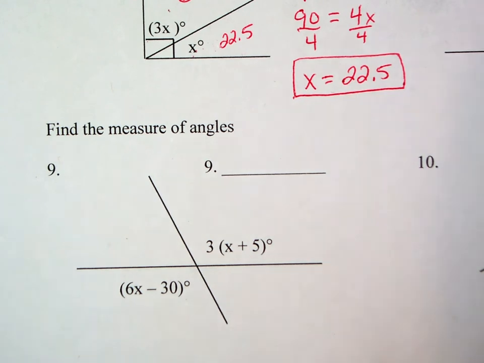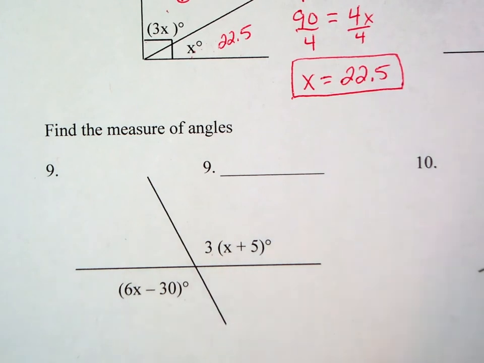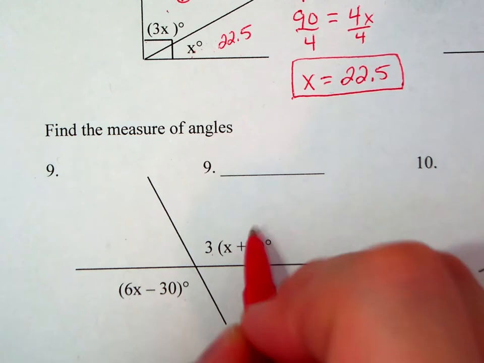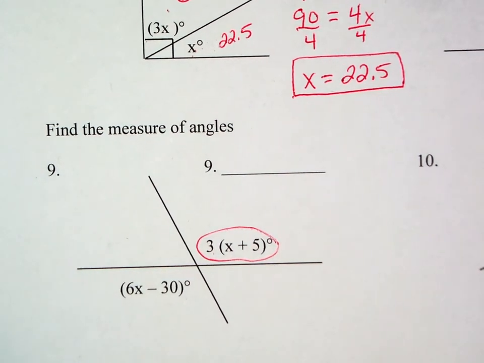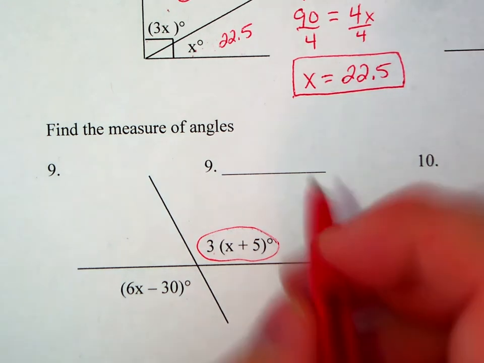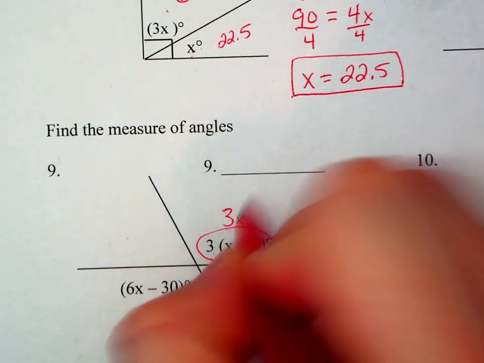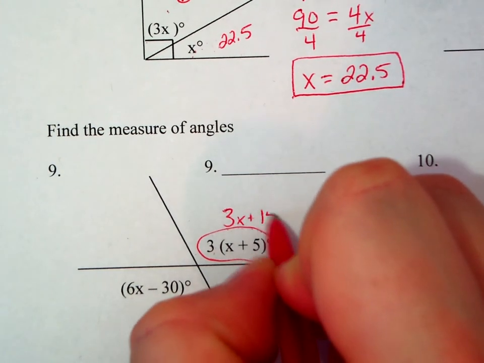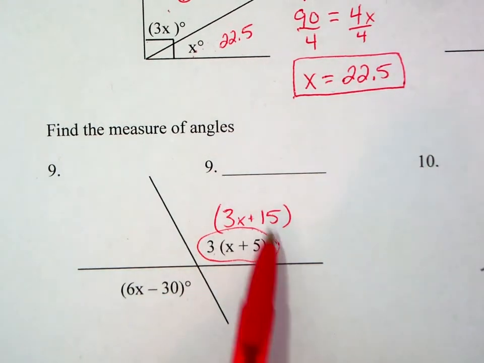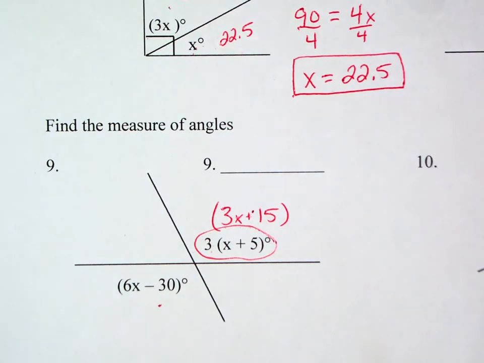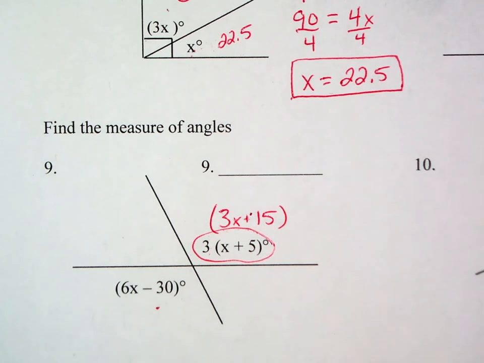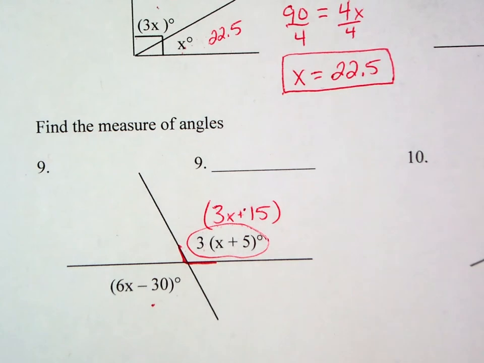All right. So I have 3 times x plus 5, and I have 6x minus 30. And I'm going to go ahead and clean this up first, because that's not a form that I'm normally used to dealing with. So 3 times x would be 3x. 3 times 5 would be 15. And remember that I have two angles that are across from each other. And since they are opposite angles on intersecting lines, that would make them vertical angles, and we see the V very clearly here.